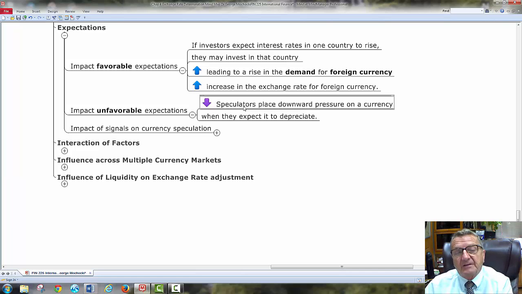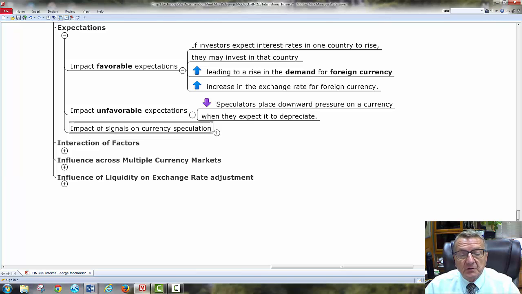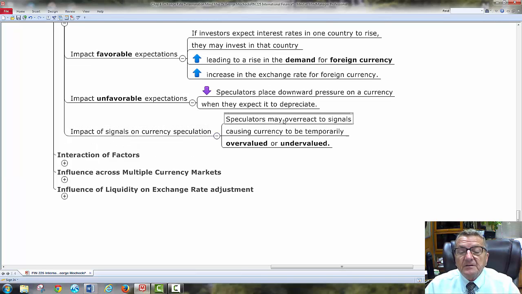They're speculating because now they have control of the goods and they can sell them right away at a higher cost than what they paid for. Okay, impact of signals on currency speculations. Speculators may overreact to signals because they're buying too quickly, causing currencies to be temporarily overvalued or undervalued.